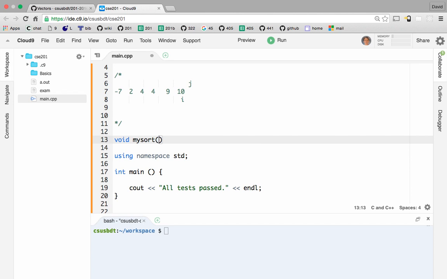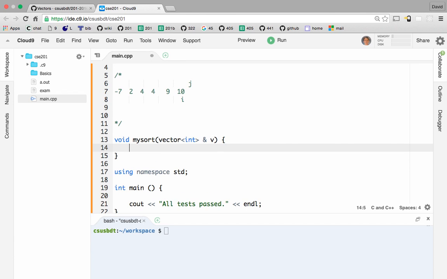Okay. So it's a vector of int v. We're going to make it a reference, okay? We don't want a copy of v. We're not going to sort a copy of v. We want to sort the v itself, otherwise we're just going to sort a copy. And also we don't want to declare it const because we need to modify v. Those are the two decisions you make when you declare a parameter.